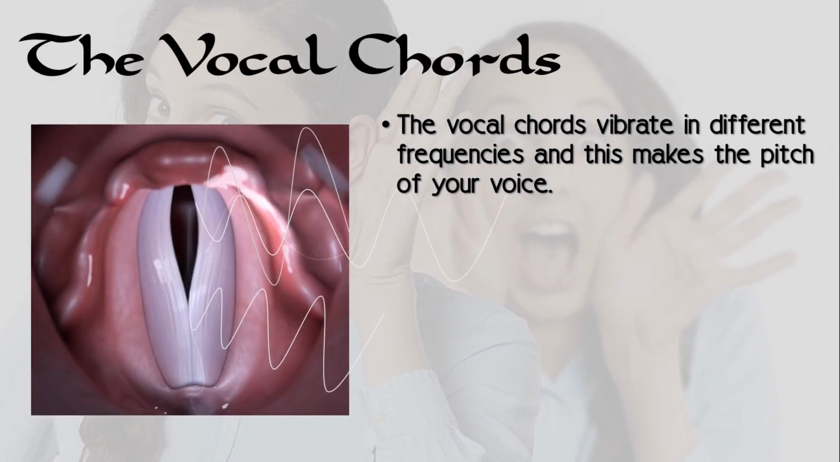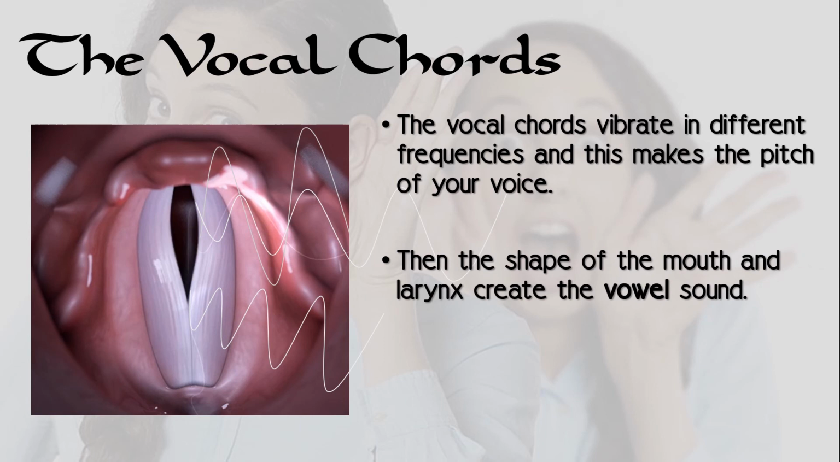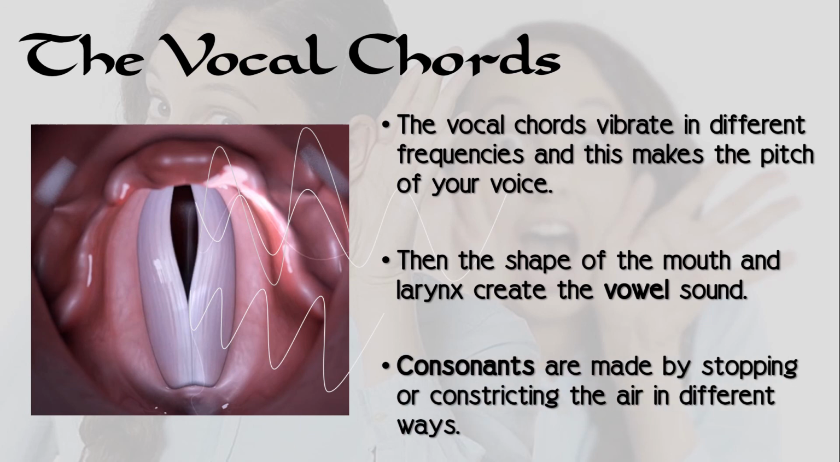Let's just look at those vocal cords, shall we? Here you can see the two white membranes vibrating to create a certain frequency of sound. This is how you give your voice a different pitch. The shape of the mouth and the larynx then create the vowel sound of your voice, whether that is a, e, or something else. And the consonants are made by stopping or constricting the air in different ways, like in an S, or a P.